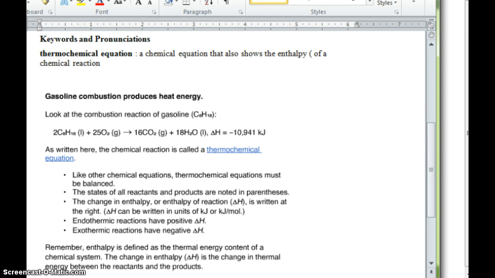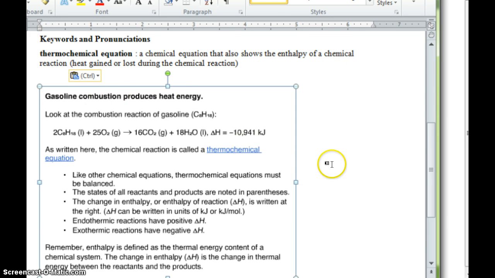Now let's just make it easy: heat gained or lost during the chemical reaction. So it shows the enthalpy of the chemical reaction, which really is a fancy way of saying the heat gained or lost.